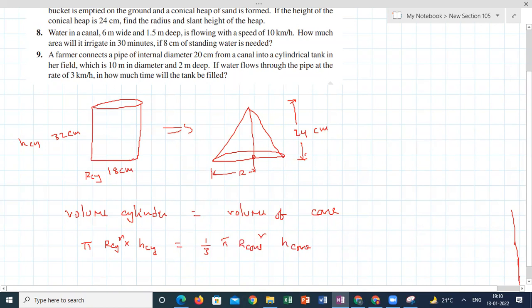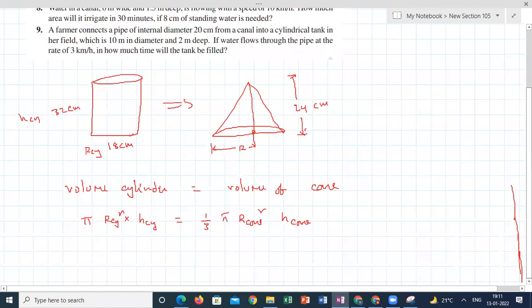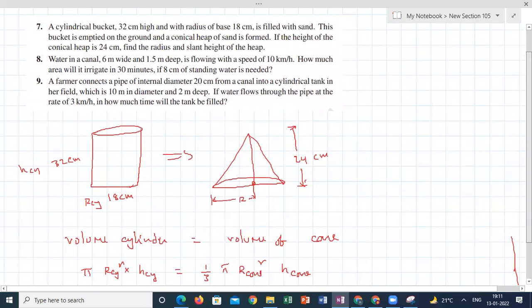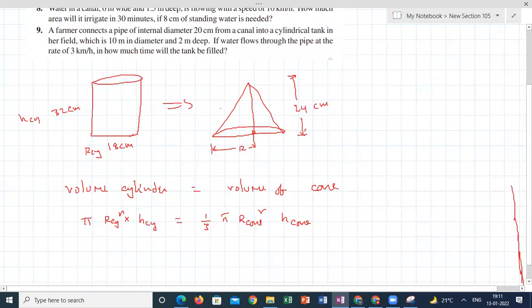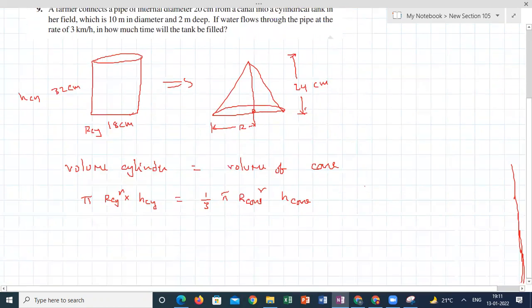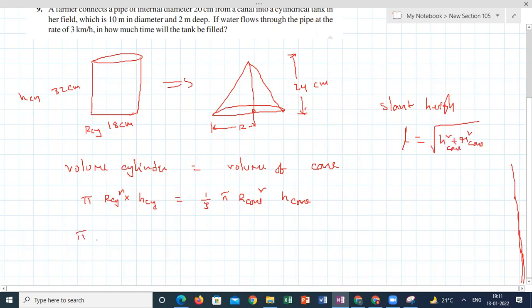We need the radius of the cone here. That's what he's asking. He is asking what is the radius and slant height. So we can calculate the slant height once we get the radius. The slant height, the symbol for slant height is L, is equal to root of h square plus r square, the height of the cone and the radius of the cone. So pi, the radius of the cylinder is 18 square, the height of the cylinder is 32.